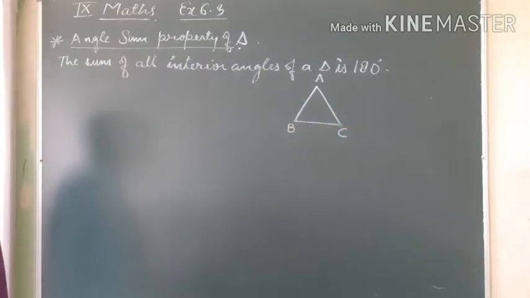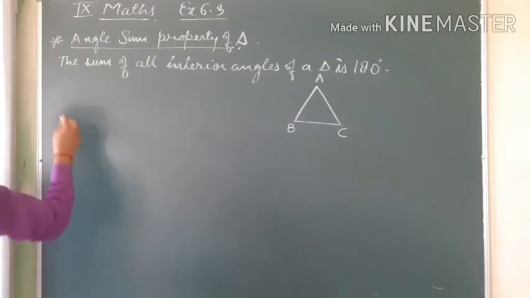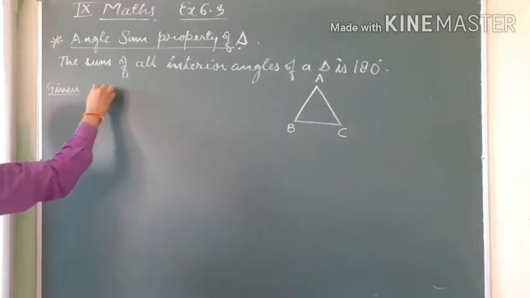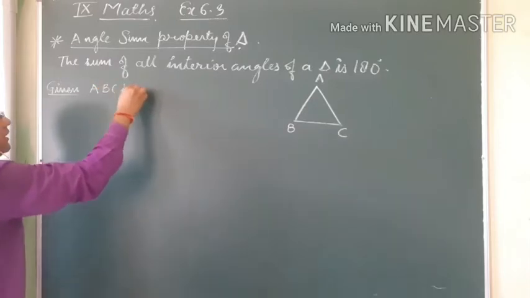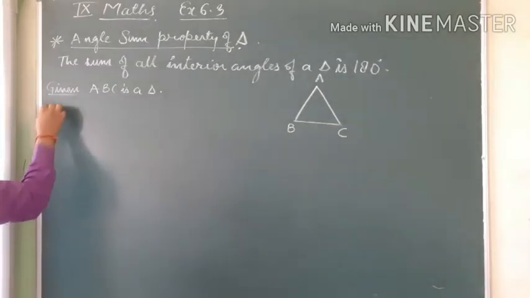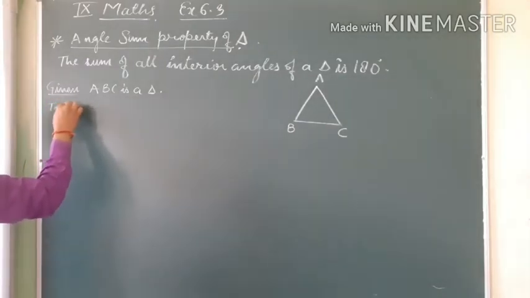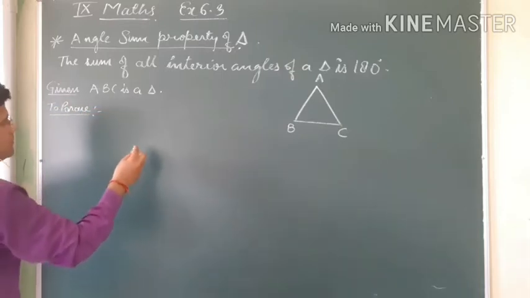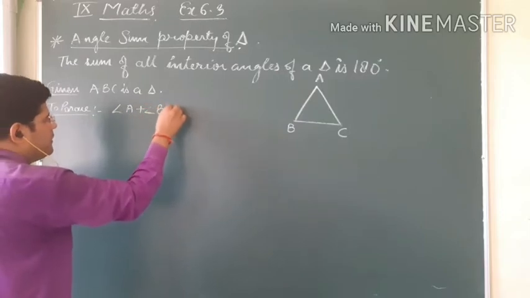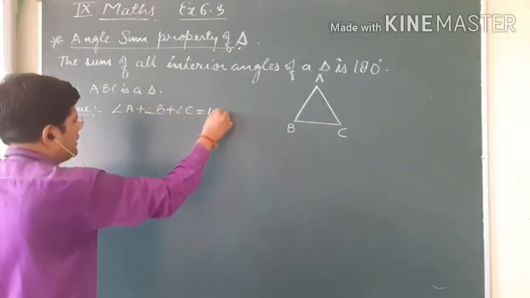So here we have a triangle. We write the same statement. Firstly, given. What is given? ABC is a triangle. What do we have to prove? To prove: angle A plus angle B plus angle C equal to 180.